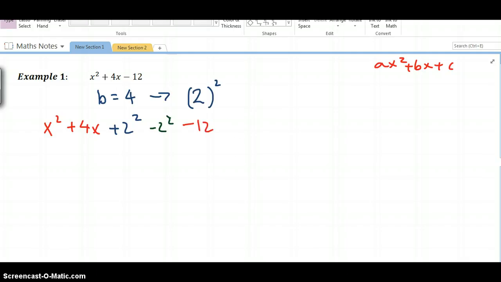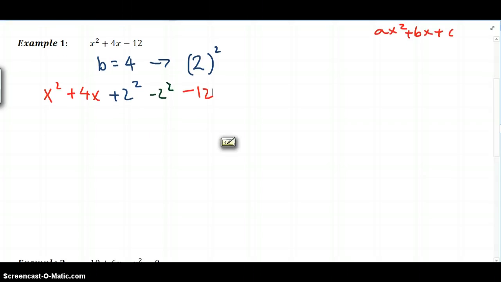Now if you notice, I have not changed the actual values of the equation. What I mean by that is, if I asked you what 10 plus 2 is, you would say the answer is 12, hopefully. Likewise, if I asked you what's 10 plus 1 minus 1 plus 2, you would still say the answer is 12. So you can see that I've just added an operation and its inverse. This is exactly what I've done here. I've added plus 2 squared and taken away 2 squared as well.